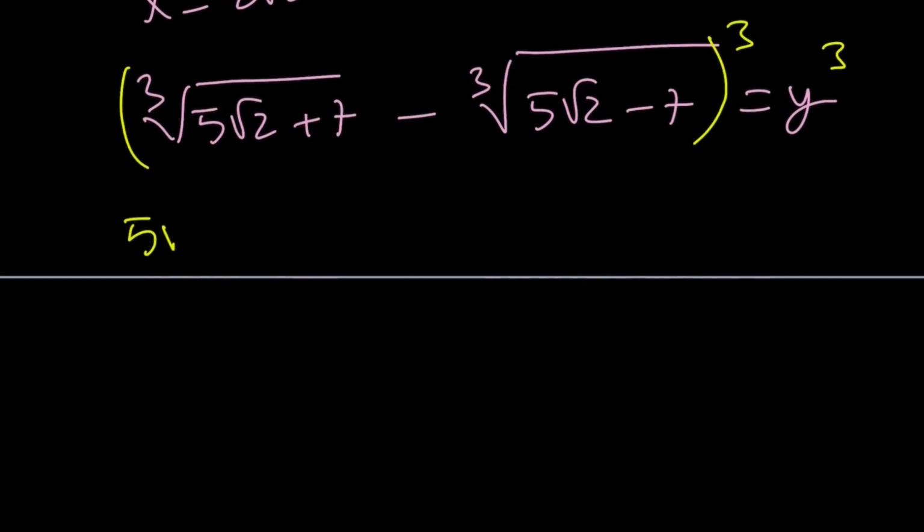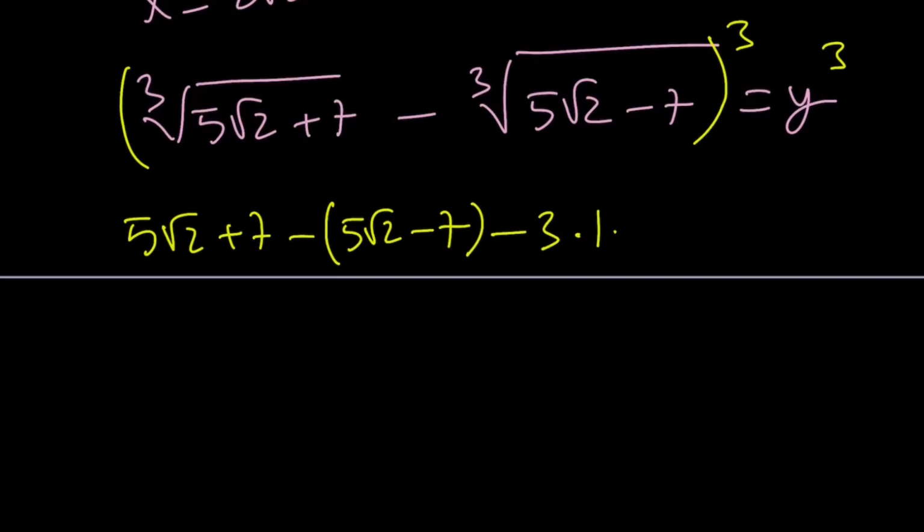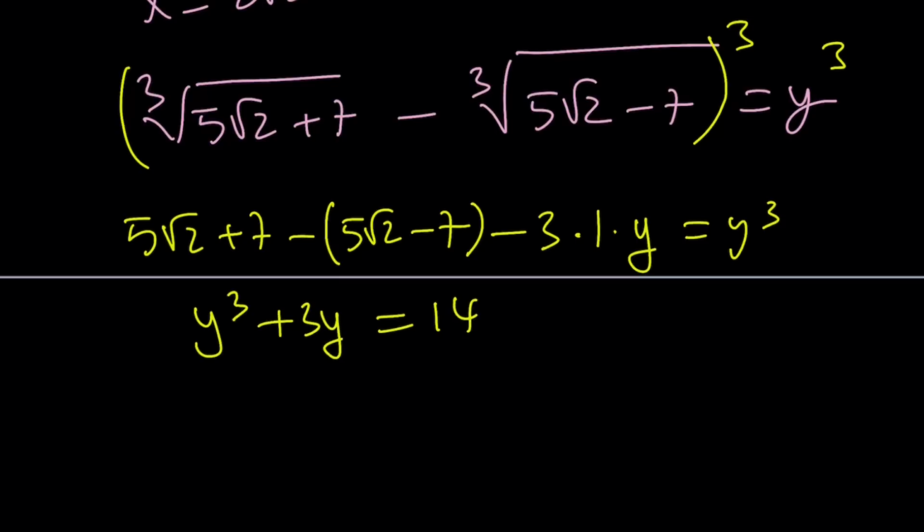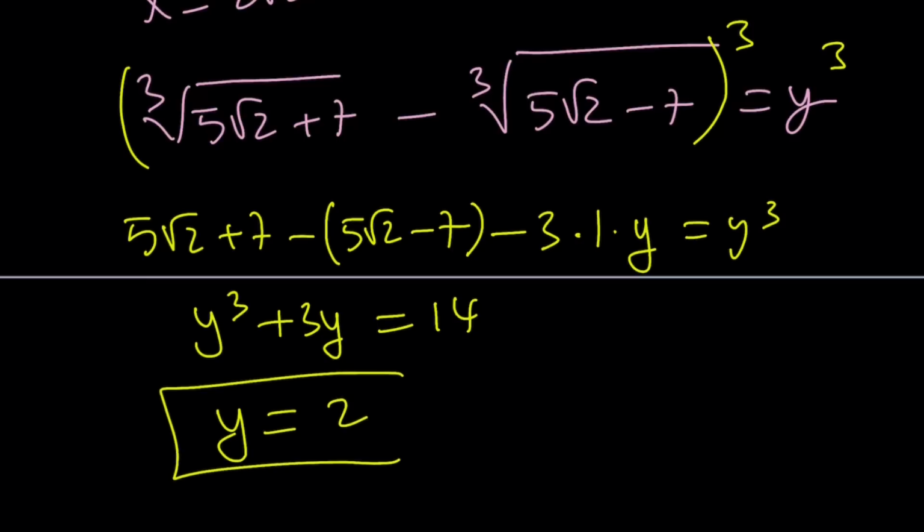5 root 2 plus 7 minus 5 root 2 minus 7. It's a minus b, or a cubed minus b cubed. Minus 3ab, 3 times 1 times a minus b, which is y, equals y cubed. And this is actually an even simpler equation, y cubed plus 3y equals 14, or you can minus 14. But here it's very easy to see that y is equal to 2. Awesome. X is equal to 2 root 2 and y is equal to 2.